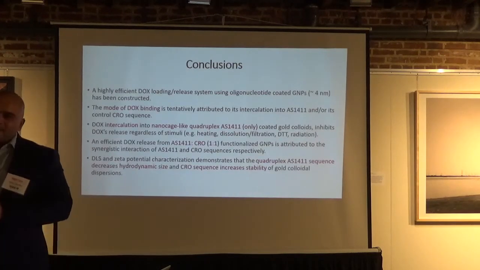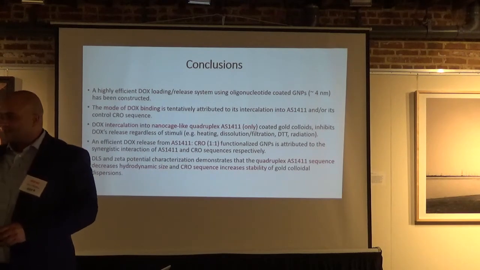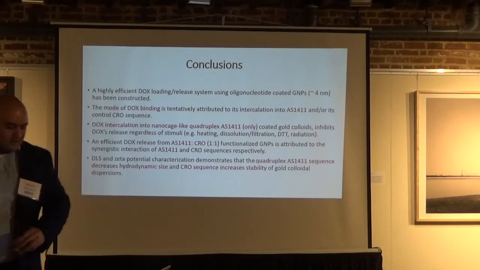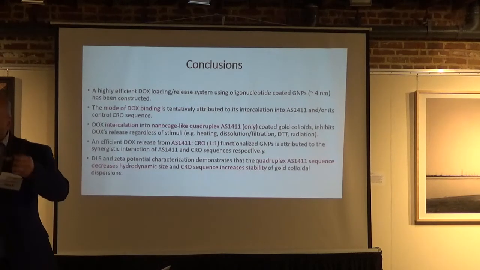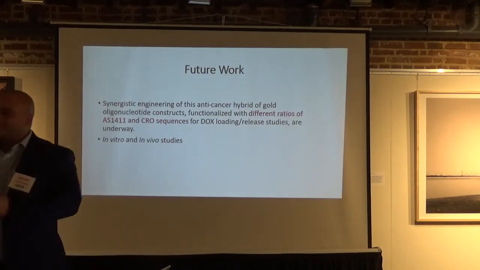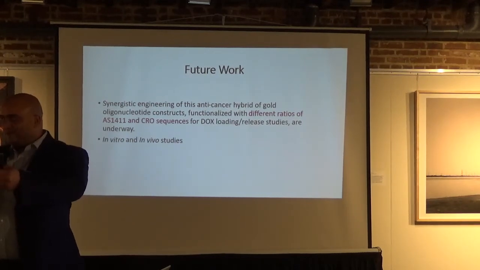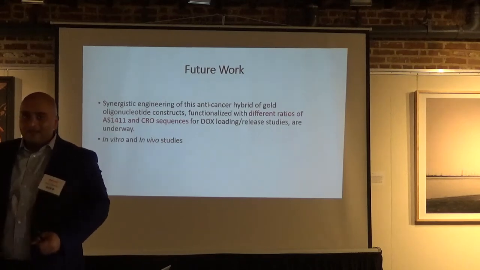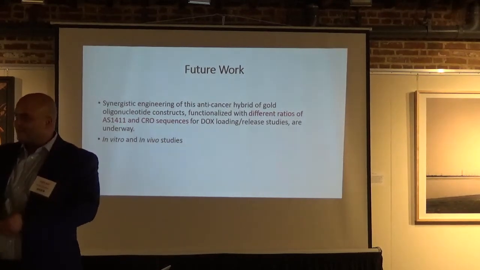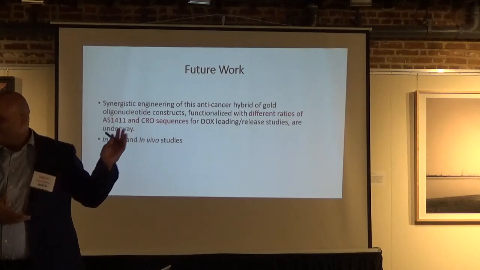And in conclusion, size depends on the compact structure, and stability depends on this control sequence. Dox is released if you add a 1-to-1 ratio, and the mode of Dox binding is through intercalation. And our future work is just changing the ratio first, changing AS1411 to CRO from 1 to 1, then 1 to 0.8, 0.6, 0.4, 0.2. And then if something works, we try cell studies, and if that works, we try an animal study. We don't know where that path is going, but that's what the future is, right?